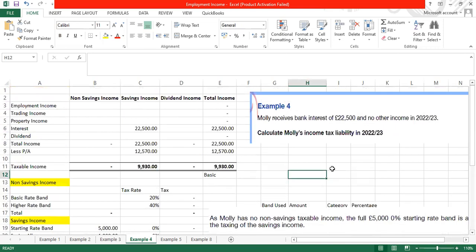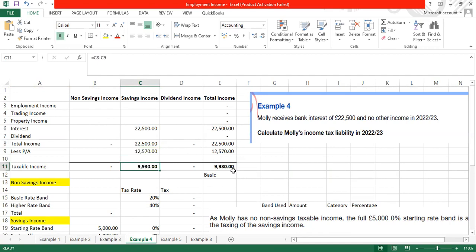Let's see another example now. Molly receives bank interest of 22,500 and no other income. It is very interesting. There is no non-savings income. There is only savings income of 22,500. So remember, if there is no non-savings income, we need to minus the personal allowance from savings income.